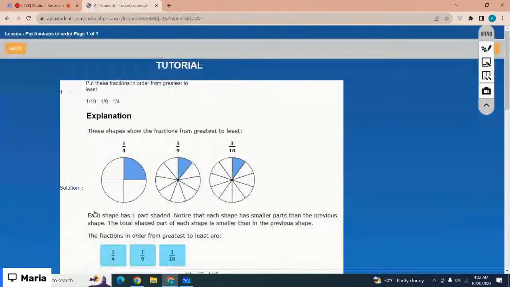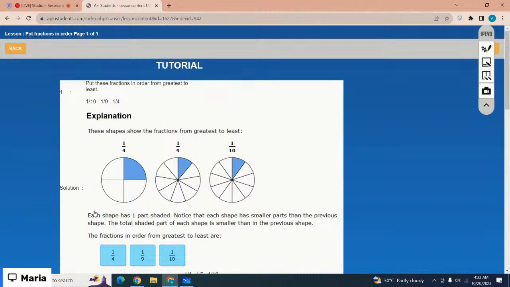Okay, put these fractions in order from greatest to least. They are 1 by 10, 1 by 9, 1 by 4. The one important thing is 1 by 10 means a total of 10 portions and one is colored. They all have exactly the same shape, right? 10 portions mean small portions, right? Then 1 by 10 is the smallest, then you have 1 over 9, then 1 over 4. 1 over 4 is the greatest, then 1 over 9, and then 1 over 10, right?